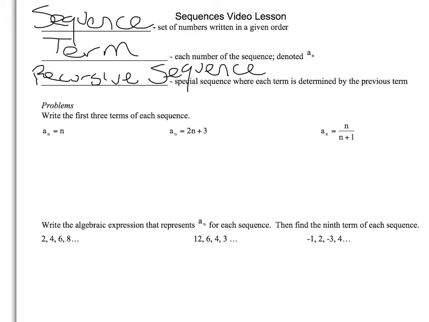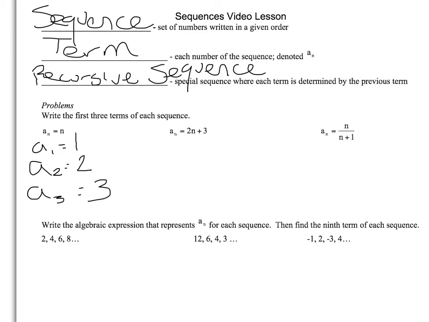Write the first three terms of each sequence. So it's asking you to find the first term, the second term, and the third term. The first one says an equals n. Well, to represent the first term, we say a1. Notice that n is equal to 1. So what I'm going to do is wherever I see an n in the problem, I'm going to put a 1. So it's just 1. Now a2 will equal 2. And a3 will equal 3.